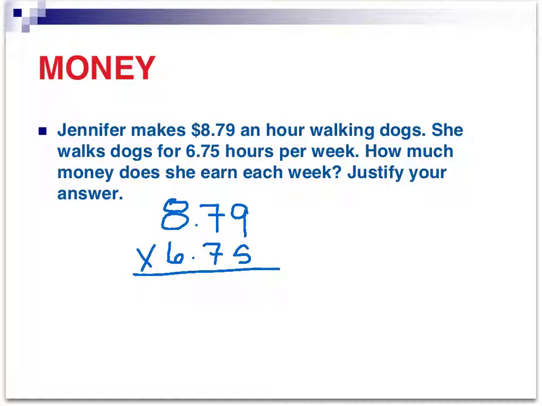Ignoring the decimal points, I will multiply the digits together. 9 times 5 is 45. 7 times 5 is 35, plus 4 is 39. 5 times 8 is 40, plus 3 is 43. Add a digit 0 for a placeholder. 7 times 9 is 63. 7 times 7 is 49, plus 6 would be 55. 7 times 8 is 56, plus 5 would be 61.